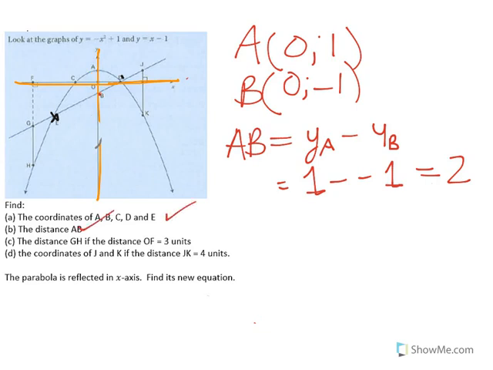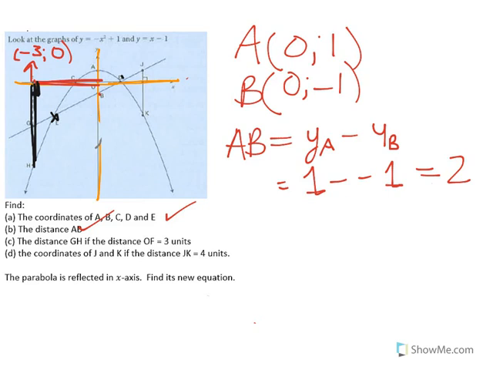So we've done that. Then the distance GH, if the distance OF is 3 units. So the distance OF being 3 units is useful because that tells us the coordinates of F are -3 and 0. And this perpendicular, this information over here is important because it tells us that all the points on this line are vertically aligned. So that means that they all share an x coordinate in common.